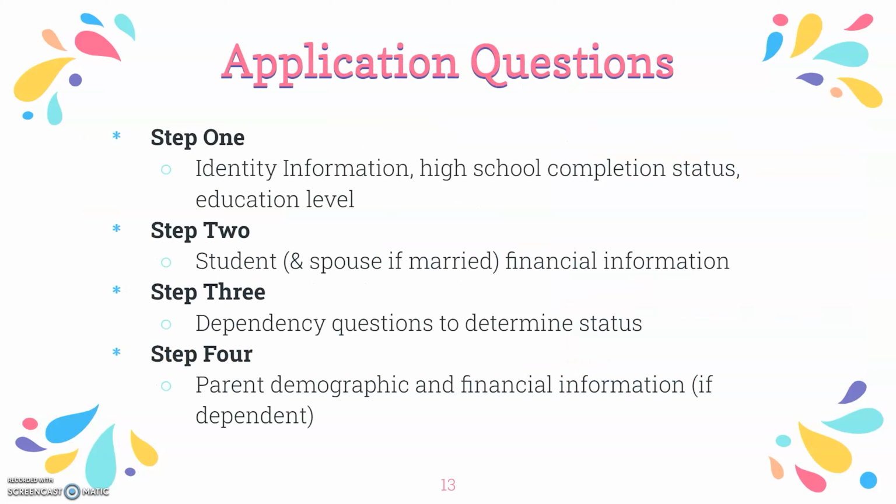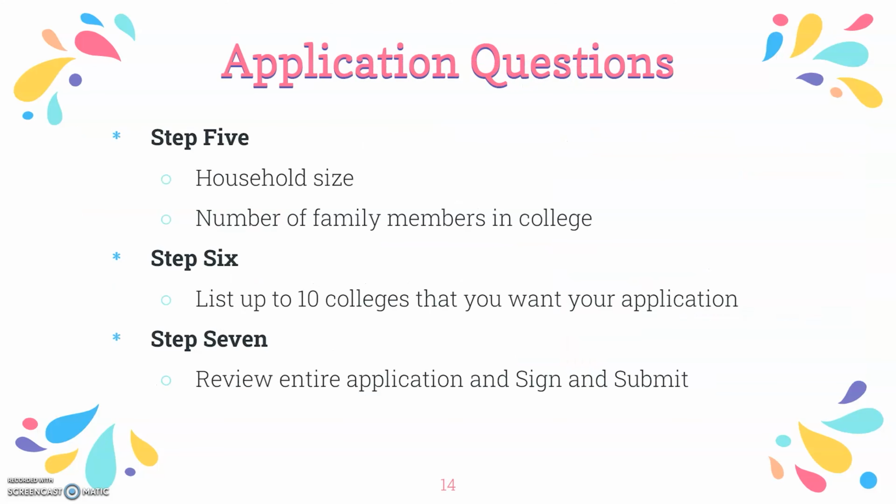Step 1. Identity information, high school completion status, and education level. Step 2. Student and spouse if married, financial information. Step 3. Dependency questions to determine status. Step 4. Parent demographic and financial information, if dependent. Step 5. Household size and number of family members in college. Step 6. School selection. You can list up to 10 colleges that you want your application sent to. Step 7. Review application, sign, and submit.